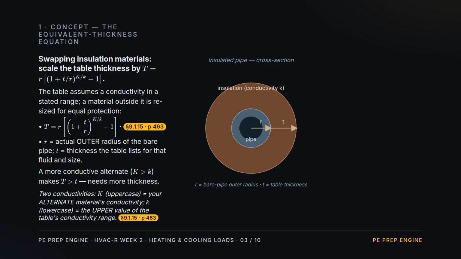The thickness table assumes an insulation whose conductivity falls in a stated range. Pick a material outside that range and you resize it with the equivalent thickness equation. New thickness equals the pipe outer radius times, in brackets, 1 plus t over r raised to the K over k power, minus 1. Here, little r is the bare pipe outer radius, and little t is the thickness the table gave you. If the alternate is more conductive, capital K bigger than little k, the exponent climbs past 1, and the new thickness is larger. A worse insulator simply needs a thicker layer for the same protection.